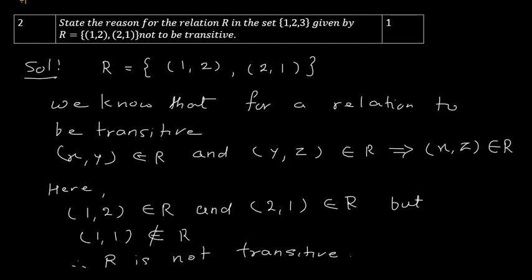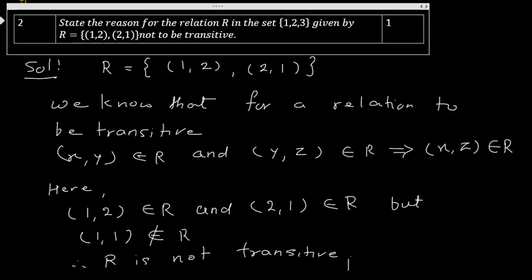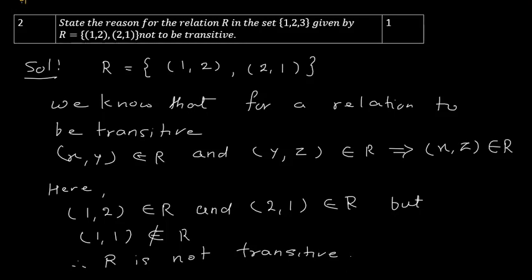Simple question. Have you understood? You have to show that this relation R is not transitive. So for a transitive relation, if (x, y) belongs to the relation and (y, z) belongs to the relation, this implies that (x, z) also belongs to the relation. So in our case, when (1, 2) and (2, 1) belong to the relation, (1, 1) should also belong to the relation, but as (1, 1) is not in the relation, this is not a transitive relation. Okay. Now we move to the next question.